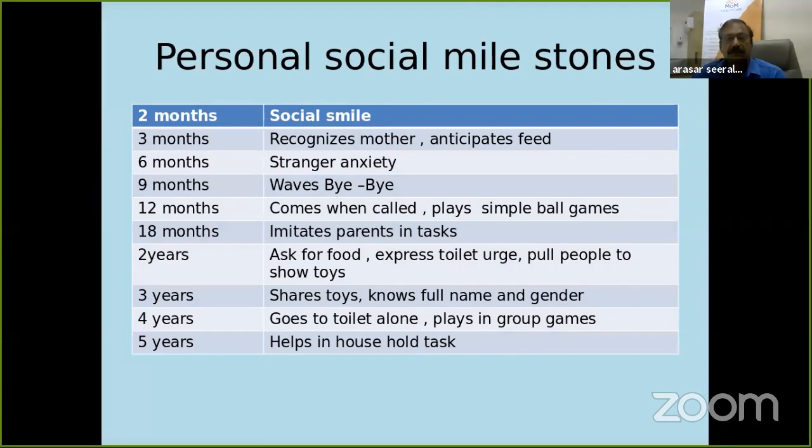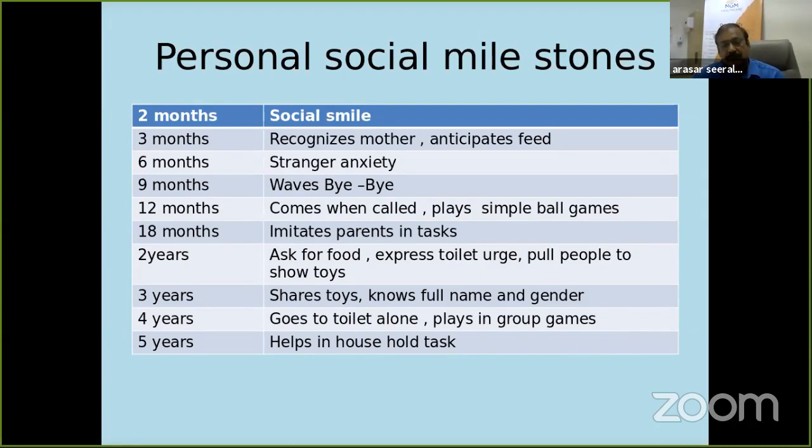So these are some of the personal social milestones that are also part of the cognitive development and adaptive development that the baby gains, manifests or develops as the brain is maturing. By 3 months, it must be able to recognize mother and anticipate feeding. By 6 months, it must know strangers and have stranger anxiety expressed on its face. By 9 months, it must have started waving bye-bye.